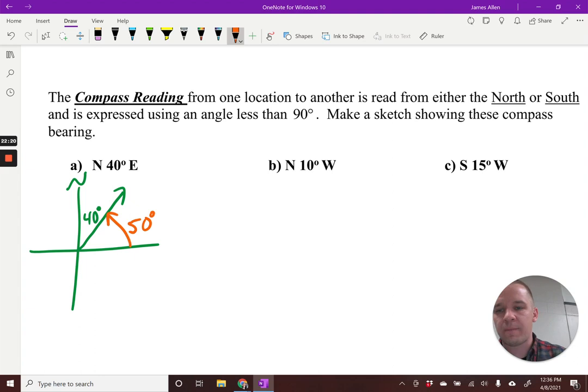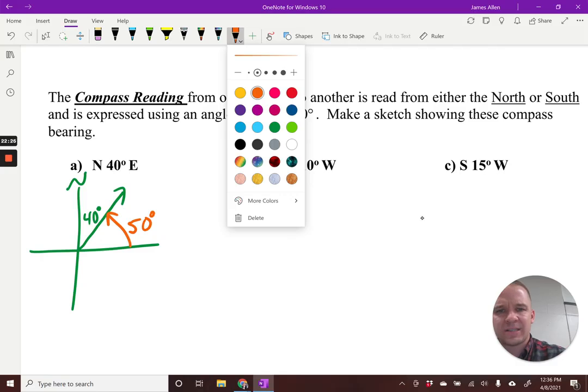Had a visitor, briefly. Had to strap up. All right. Cool. Now, north, 10 degrees west.